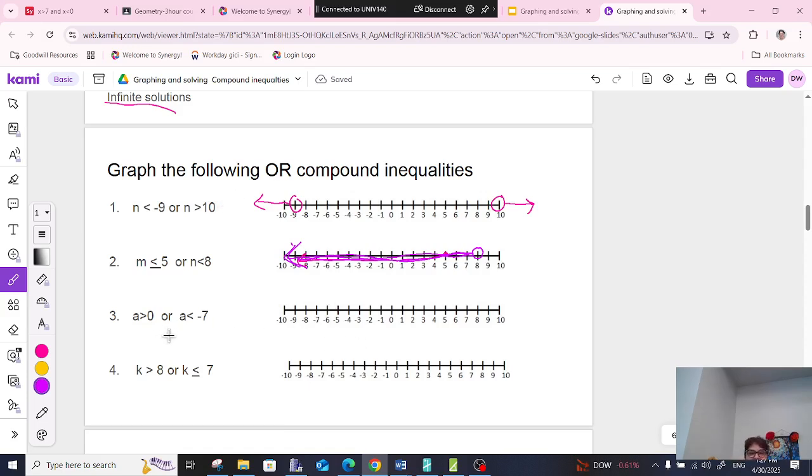Okay, so a is greater than 0. So here's 0, open circle, greater than, right? And then I'm going to switch this. Less than 7. Did you have this way? Everybody good? Okay. Now what about this one? K is greater than 8. So here's 8 and greater than. And then less than or equal to 7.